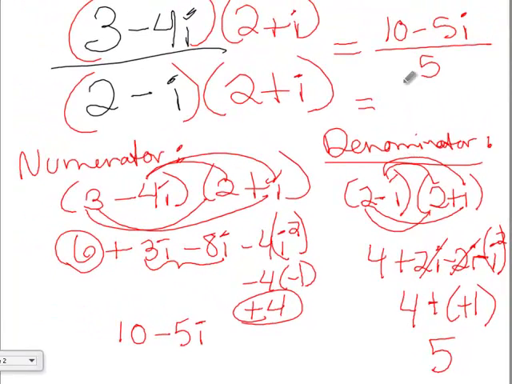Now we don't want to leave it so we have a binomial over this single 5. So we divide the 5 into each item separately. And 10 divided by 5 is 2. And then 5 divided by 5 is 1, so we get a minus i. So this ends up being our solution to simplifying this particular problem.